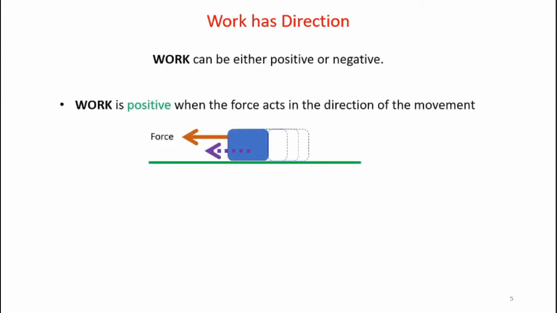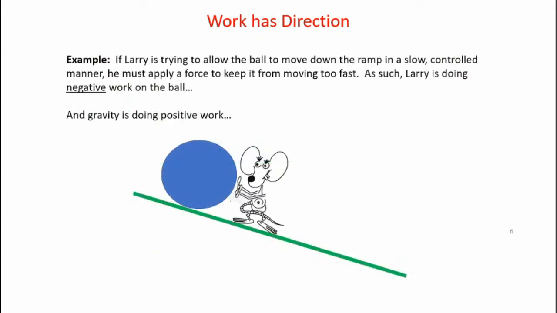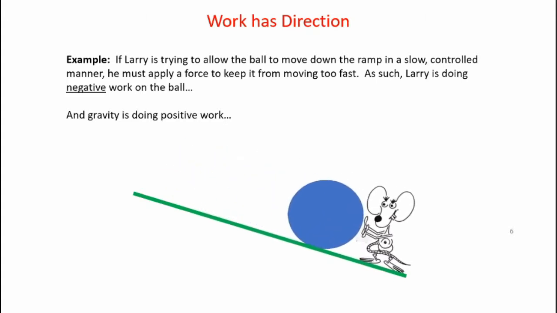And work also has direction. Work can be either positive or negative. So work is positive when the force acts in the direction of movement, and work is negative when the force acts against the direction of movement. Now here's an example. Larry's trying to slow down this ball as it moves down the ramp. So gravity is performing work to make the ball move down the ramp, but Larry is trying to oppose the motion. And hence Larry is applying negative work to the ball to keep it from rolling too fast.